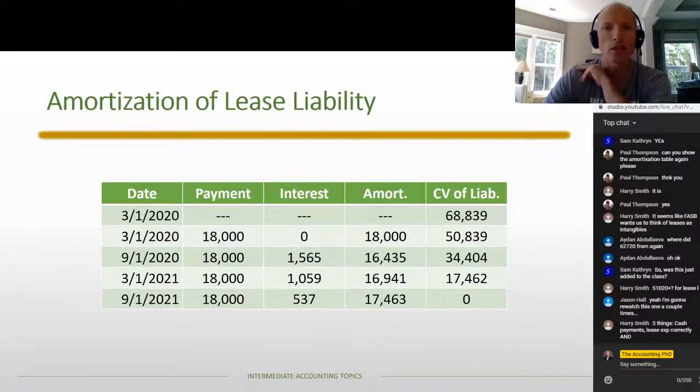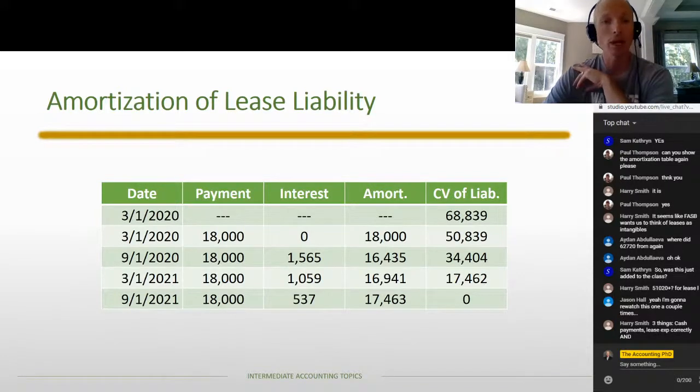So if we look at the 9/1/2020 row, which is that third row, we can see that the cash payment is $18,000 and the amortization of the lease liability is $16,435. That's where those two amounts came from. We took them directly from the table.